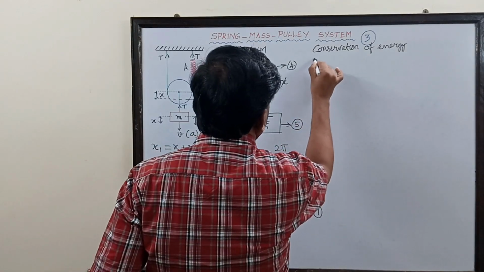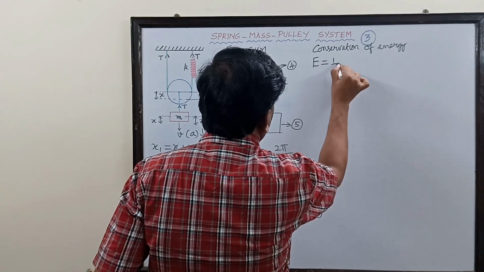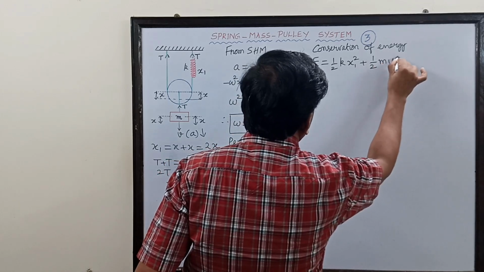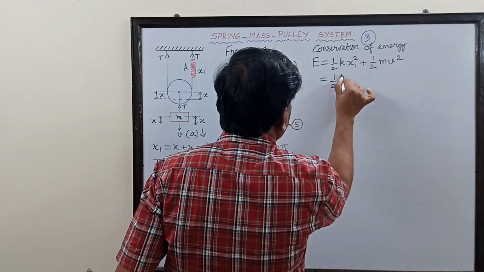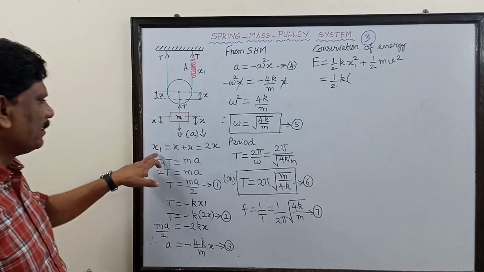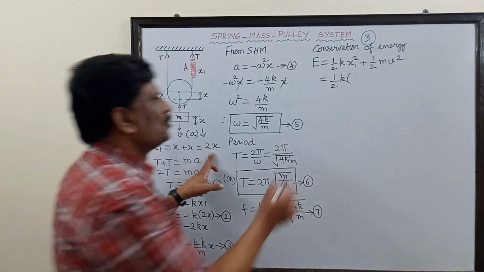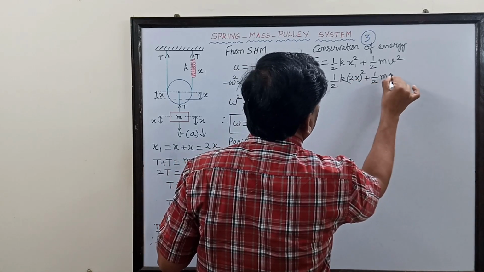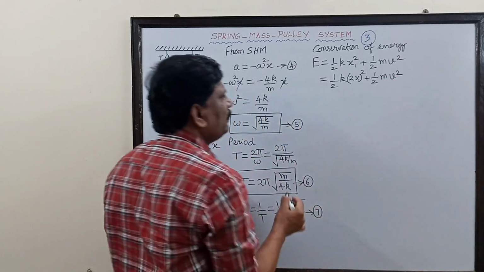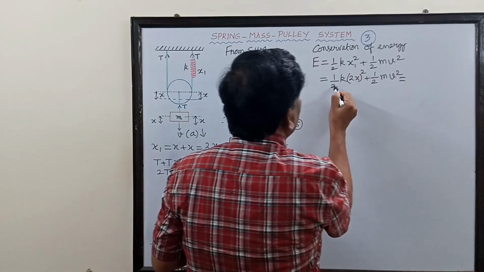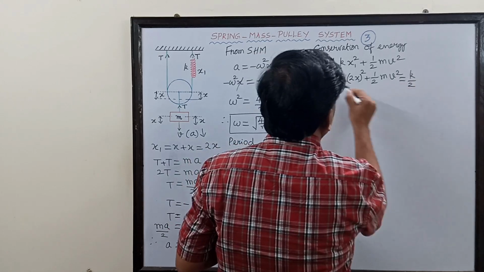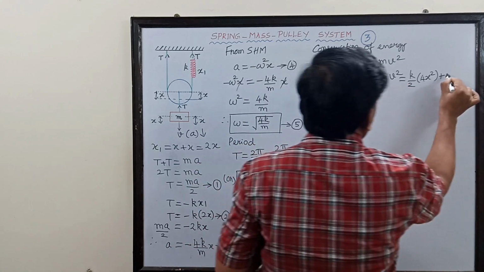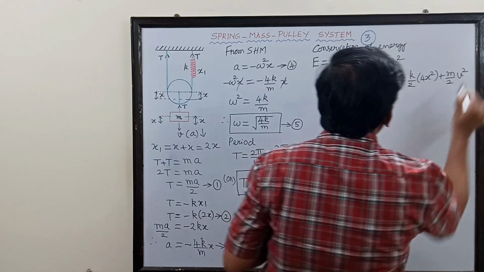So the total energy E total is equal to half k into x1 square plus half m into v square. So this is equal to half into k into, in place of x1 we substitute 2x. So x1 square becomes 2x the whole square, plus half m into v square. So this is now equal to k by 2 into 4x square plus m by 2 into v square.